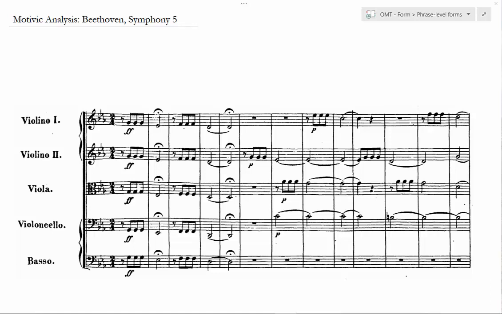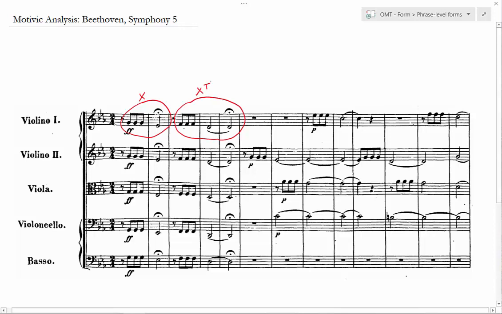So I'm going to start by circling and labeling that as motive X. Right away, Beethoven gives us a transposed version of that motive. So I'm going to circle that version and label it XT for transposed. Some people, instead of labeling this XT, would label it X prime to indicate that it's just a varied statement of motive X. And you can use whatever system your teacher prefers.